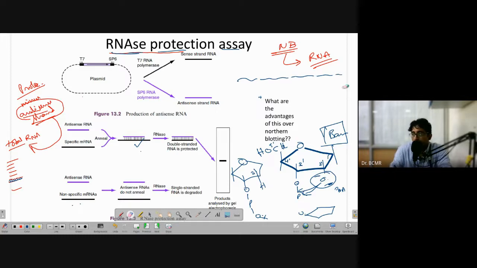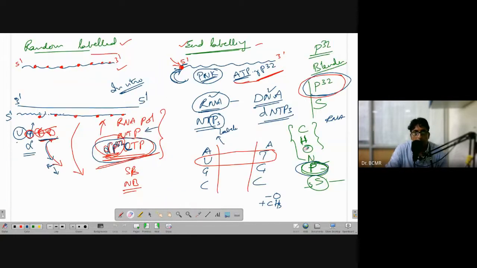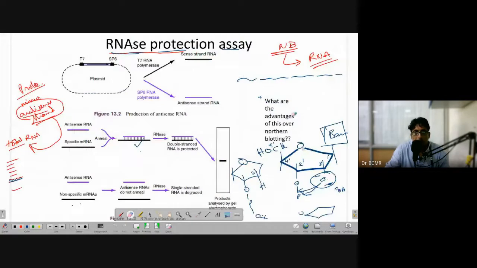RNA degradation. I think I also discussed what is meant by denaturation and what is meant by degradation, right? Denaturation is breaking of the hydrogen bonds, whereas degradation is the breaking of the phosphate backbone. So that is one of the reasons why RNA is very fragile, and it's difficult to work with RNA.